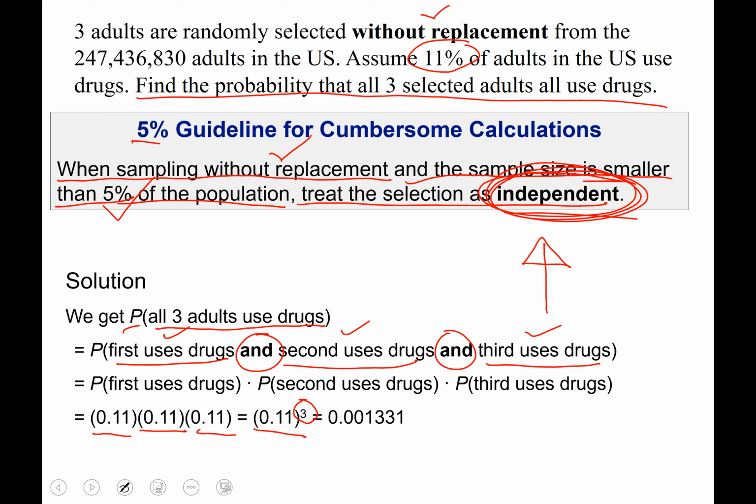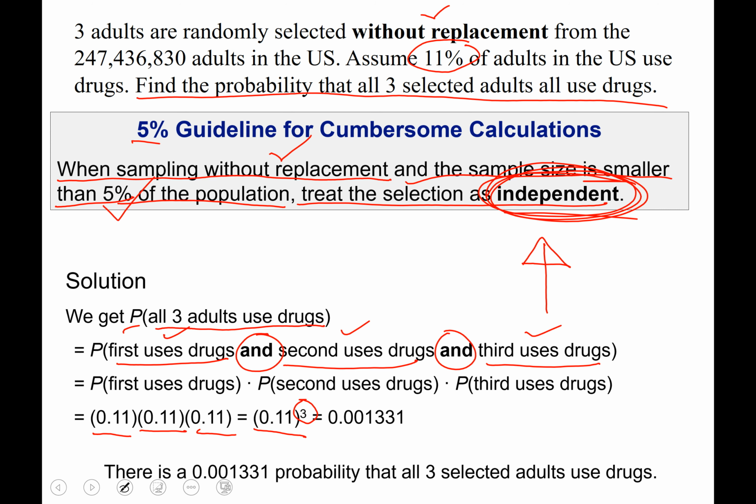Okay, so in a population where 11% of adults use drugs, your probability of selecting 3 random adults and all of them using drugs is 0.001331. Very close to nothing. And that's not that one of those people doesn't use drugs, it's that all 3 do not use drugs. Okay, and there is that written down for us.